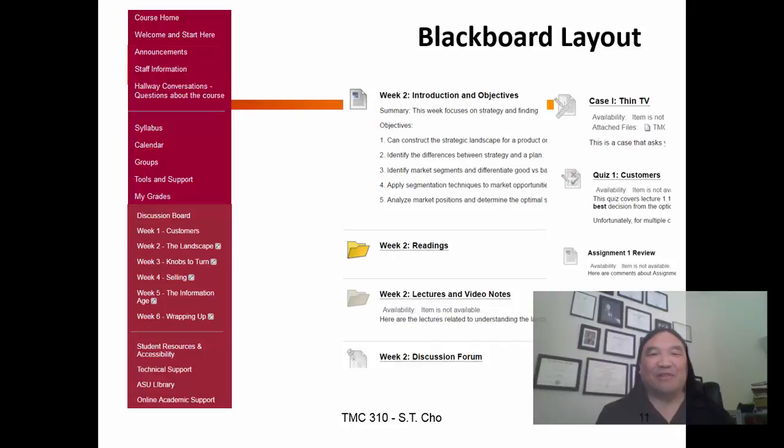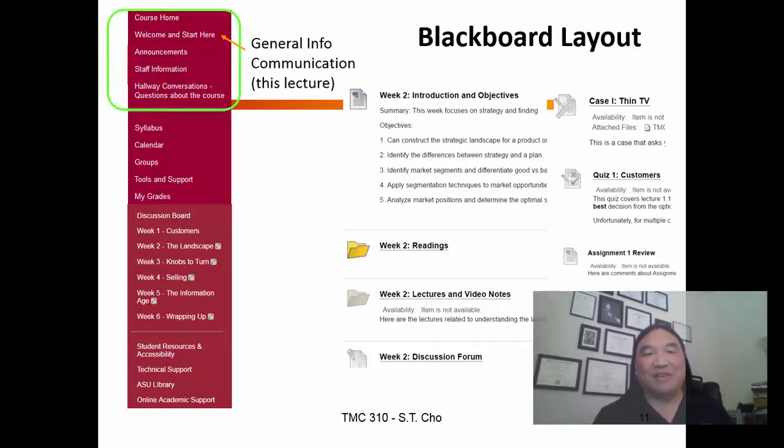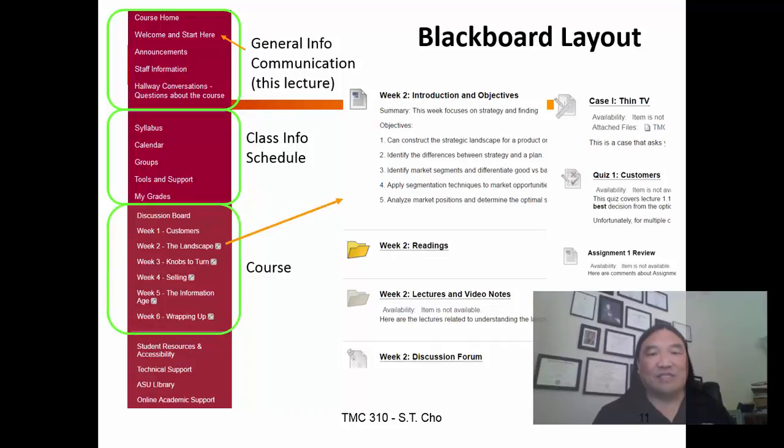Now in Blackboard, and a lot of you are probably already familiar with this, the way I've laid the course out is, in the beginning, on the top left, modules. This is your general information and communication. This lecture is in this welcome and start here. The class information and the schedule is given in the middle. And finally, the course itself.